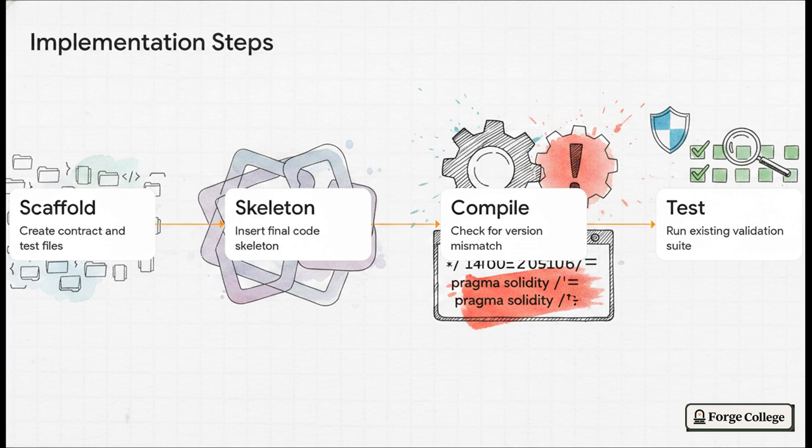There is absolutely nothing quite like the universal pain of a red screen of death during compilation just because your pragma solidity version declaration is a tiny decimal off from your toolchain's compiler settings. Ugh. But once you fix that version mismatch, you arrive at step 4, running the existing test suite to ensure our logic actually holds up.